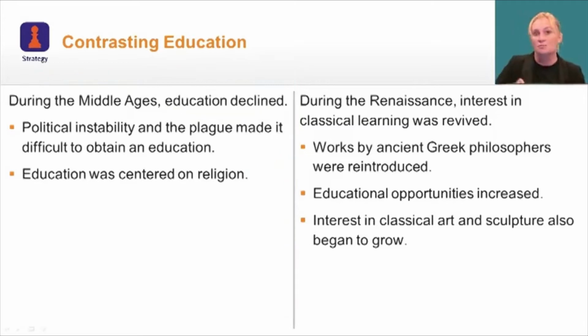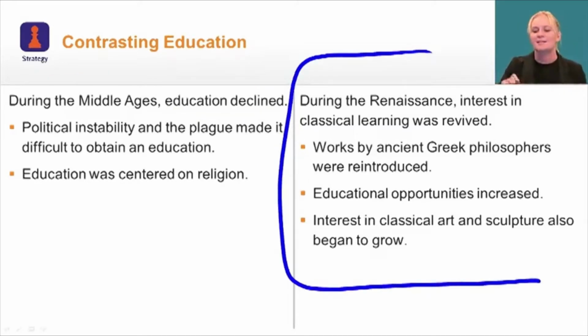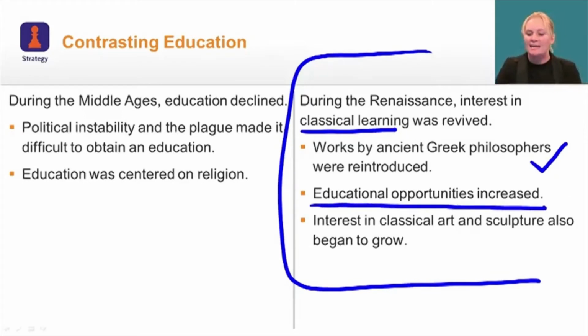Going over to the Renaissance now, we had an interest in classical learning that was being revived. This classical learning, remember, goes back to Greece and to Rome. Works by ancient Greek philosophers were introduced, educational opportunities increased for people, and interest in classical art and sculptures also began to grow. I want to point out that during the Crusades, a lot of these teachings from the Greeks and the Romans were thought to have been lost, but the Arabs actually collected them and increased their trade with Italy, which allowed these ideas to flourish, and the Renaissance began. Again, in the Middle Ages, people got their education from their religious teachings, and in the Renaissance, people were learning for themselves, and they were taking an interest in nature and the things around them.